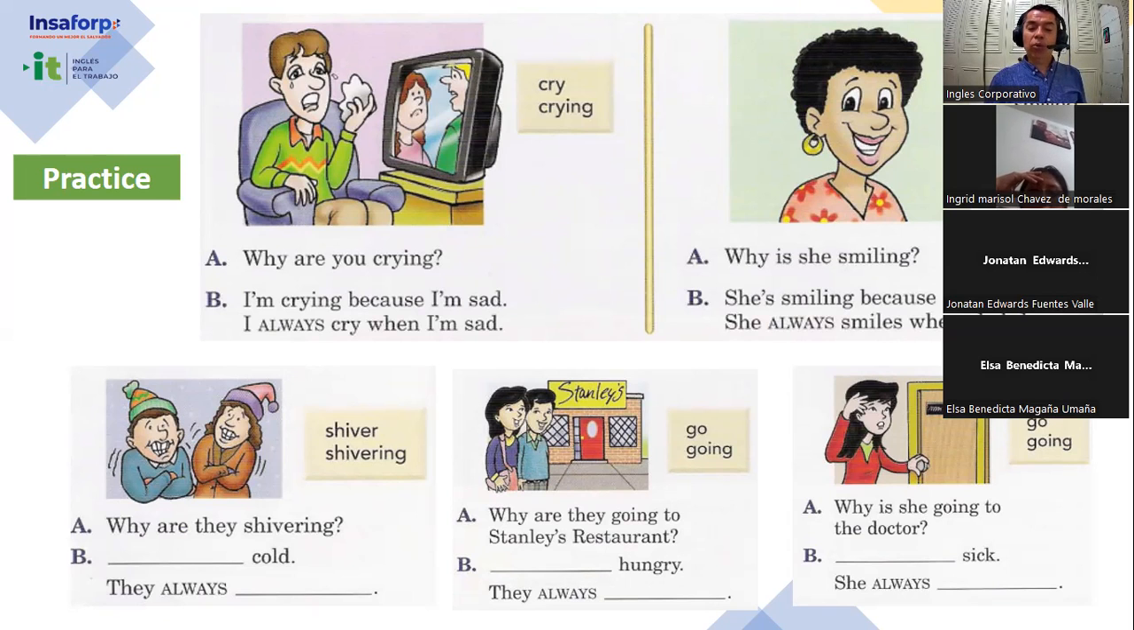Repeat after me, please. Why are they going to Stanley's restaurant? They're going to Stanley's restaurant because they are hungry. They always go to Stanley's restaurant when they are hungry.